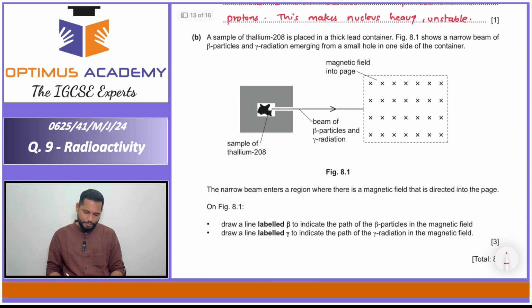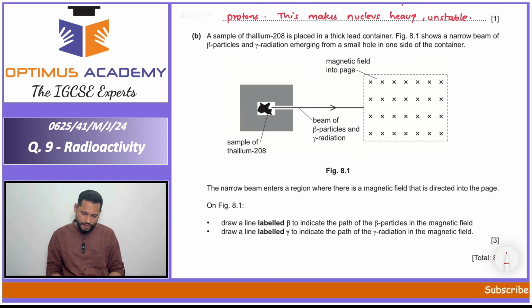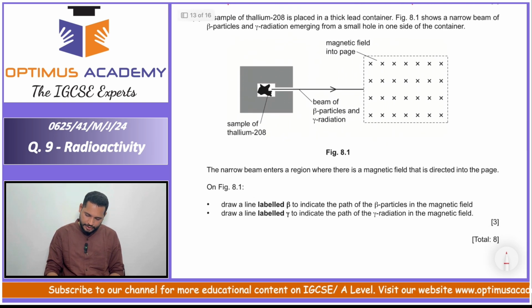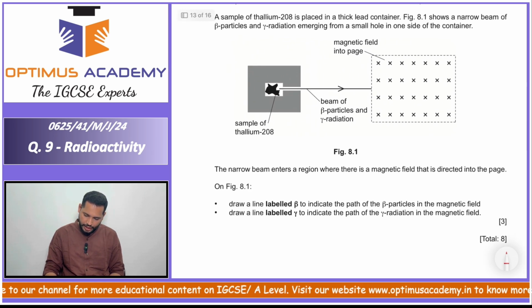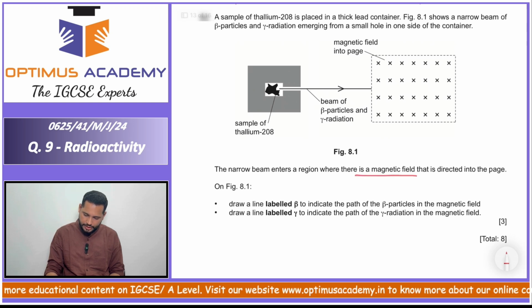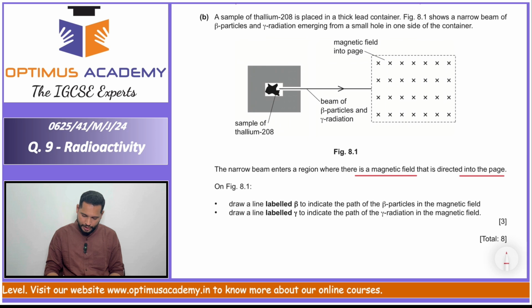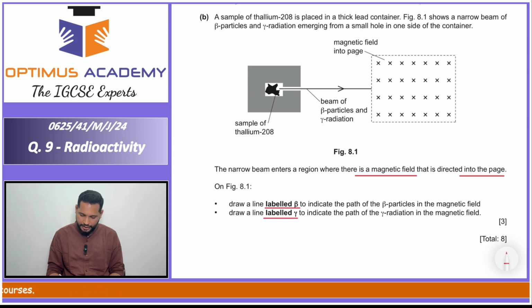It says a sample of thallium is placed in a thick lead container. Figure 8.1 shows a narrow beam of beta particles and gamma radiations emerging from a small hole in one side of the container. The narrow beam enters a region where there is a magnetic field, and the direction of the magnetic field is into the page. On figure 8.1, draw a line labeled beta to indicate the path of beta particles in the magnetic field and a line labeled gamma to indicate the path of gamma radiations in the magnetic field.